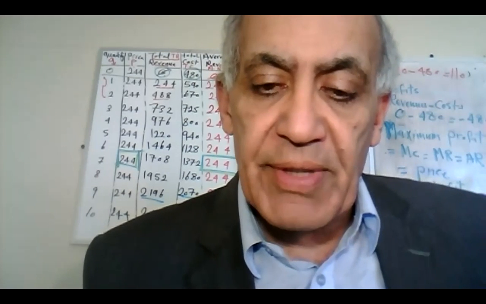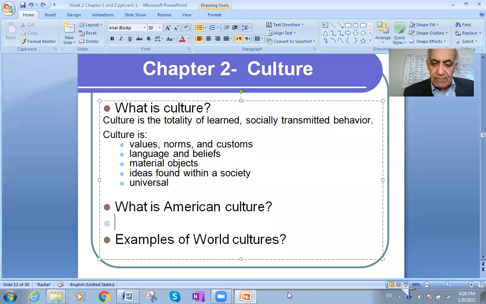Today we are going to talk about a new topic, about the culture itself. We'll move to another point now, and we'll say what is the definition of culture? What is culture defined as? Culture is the totality of learned, socially transmitted behavior. Culture is values, norms, and customs. This is part of the cultures. Language and beliefs, material objects, ideas found within a society.